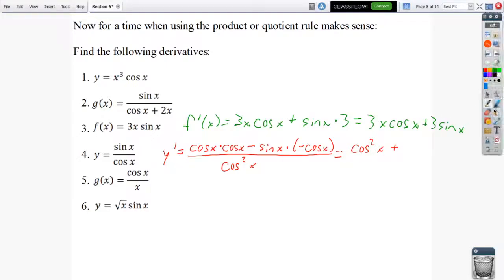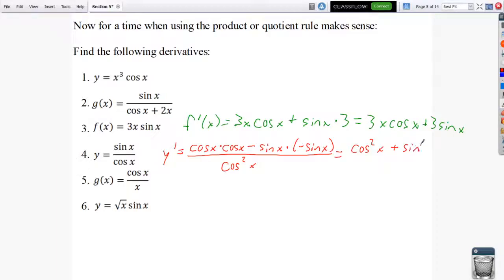Oh geez, I did a boo-boo here. Right here. The derivative of cosine, high d low, is not negative cosine. Ugh. It's negative sine. So now I'm going to have negative times negative gives me the positive of sine squared x over cosine squared of x. Now, two things you could do here.